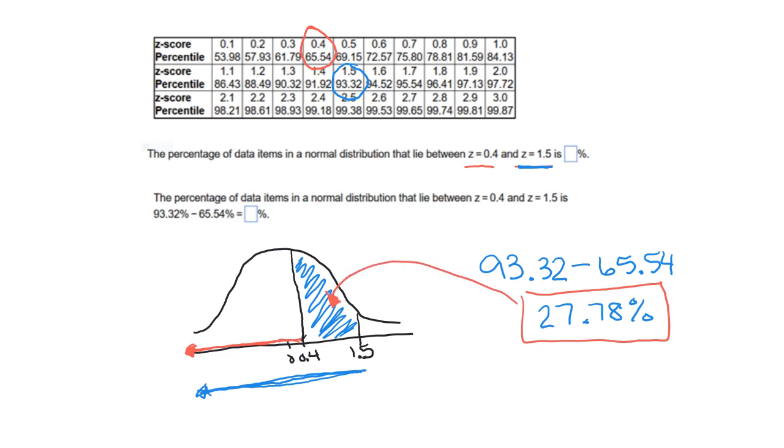All right, so in order to find in between, what you're going to do is take the percentile of the value on the right, subtracting the percentile of the value on the left. So once again, we took the z-score percentile of 1.5 and we subtracted the percentile for the z-score 0.4 to get our answer.